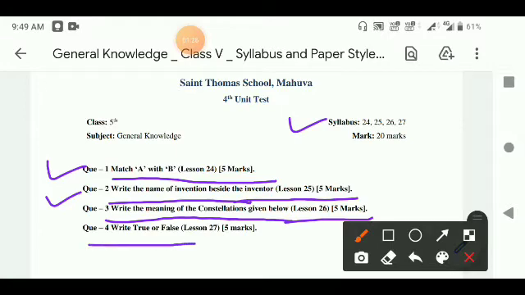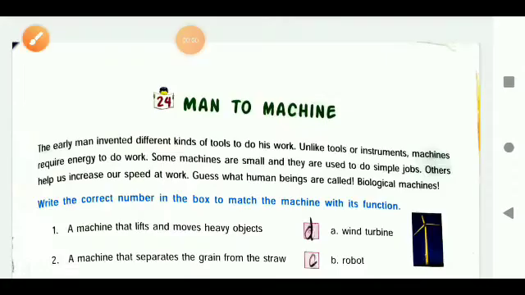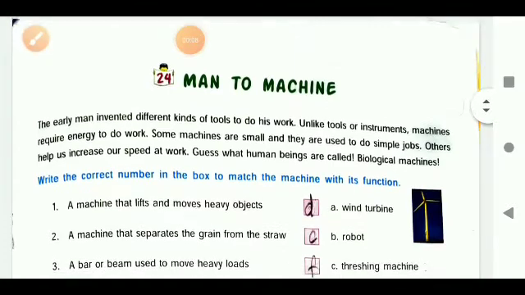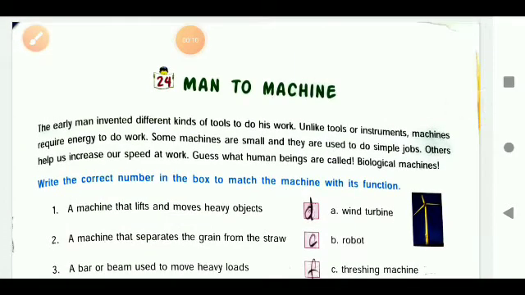Then write true or false. True or false can be asked from lesson number 27. So you have to go through this lesson properly, so you can know which is true or which is false. Now proceeding further, there are 4 lessons in your unit test 4, 24 to 27. So first we revise lesson number 24. From this lesson, match A with B will be asked.